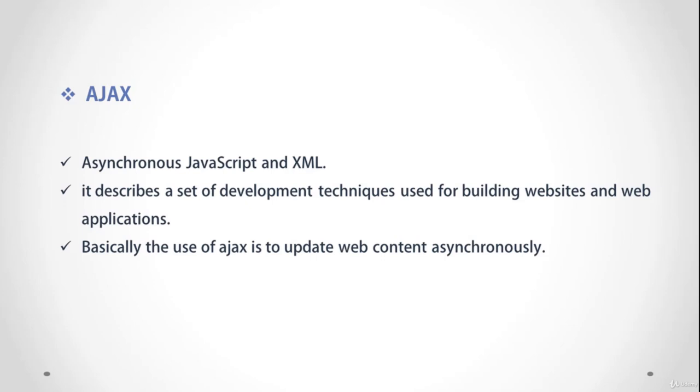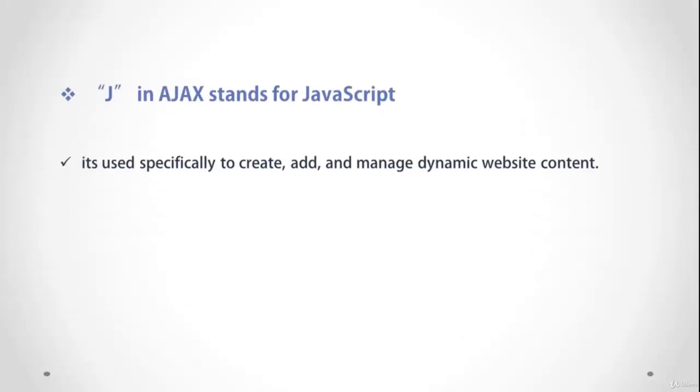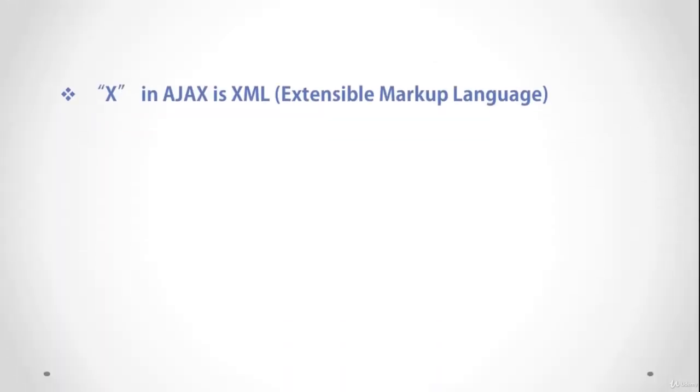As mentioned above, the J in Ajax stands for JavaScript. It's used specifically to create, add, and manage dynamic website content. In other words, after markup languages like HTML and CSS are used to build and display static web features like headers, font, and paragraph, JavaScript is then used to control features that require real-time updates while a visitor is viewing a page. The X in Ajax is XML, which stands for Extensible Markup Language.